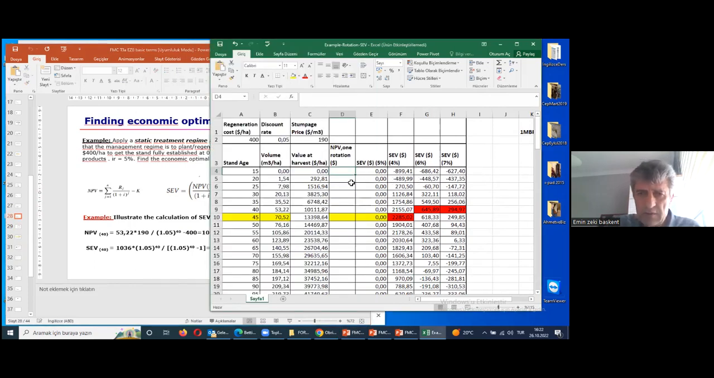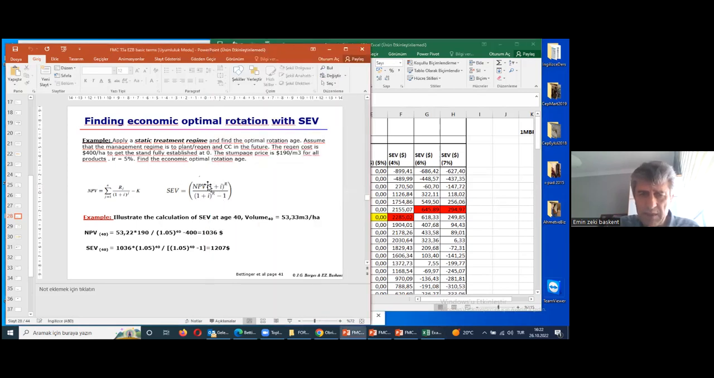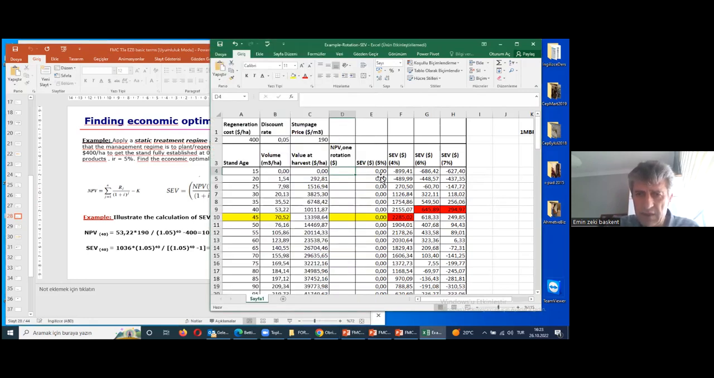Here, for ease of calculation, or to be able to trace how we arrived at the soil expectation value given a certain interest rate, we'll first calculate the net present value and multiply by this discount factor and divide it by the discount factor minus 1. We'll get the soil expectation value together. Net present value equals to volume.